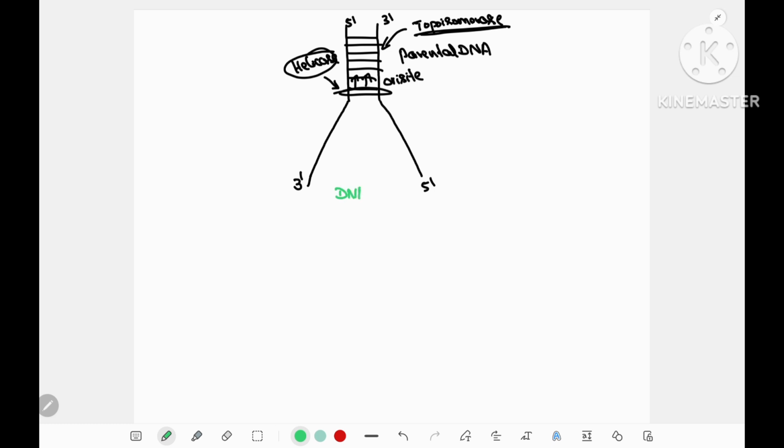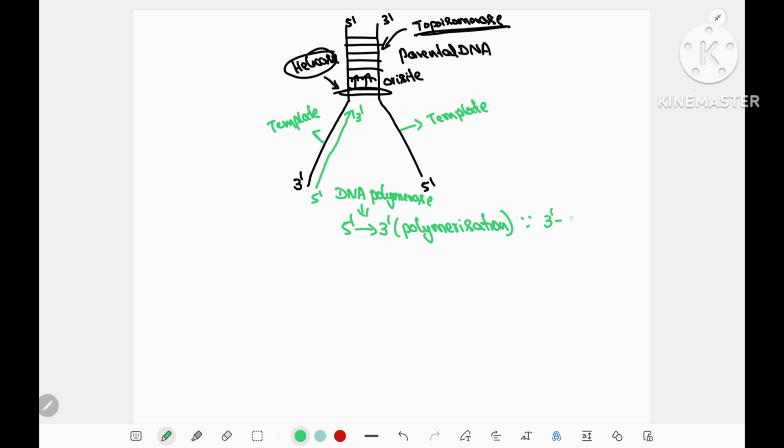Meanwhile, during the uncoiling, there is a creation of stress, and that stress will be released by the topoisomerase enzyme. Now let us understand what exactly the role of the DNA polymerase enzyme is and how replication will take place in both the template strands. DNA polymerase will always polymerize the nucleotides in the 5' to 3' direction. They may ask why. Because polymerization by DNA polymerase requires a free OH group, and the OH group is always available at the 3' end.